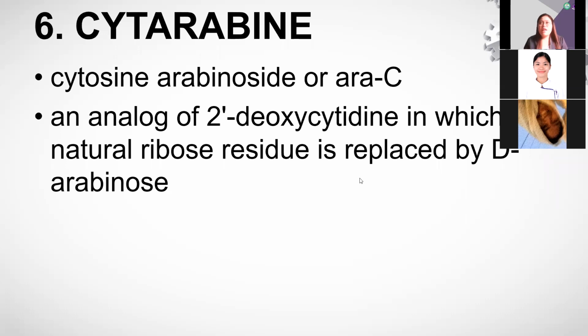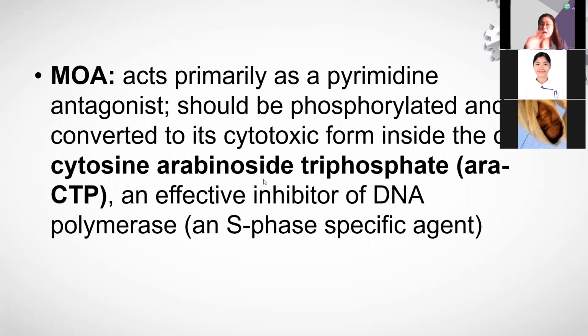Kasi remember, yung DNA and RNA natin, supposedly ang sugar niyan is the ribose. Ribose for the RNA, and then for the DNA, it's deoxyribose. But in the case of this analog of cytidine, instead of the ribose, it is replaced by another sugar called arabinose. Yan lang yung pagkakaiba nila, pero the structure is the same.